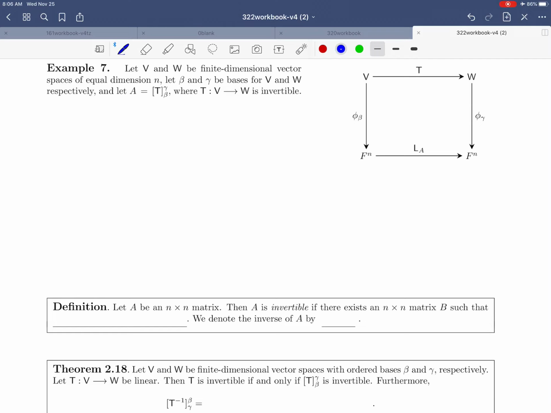Hi everybody, and welcome to example 5 on page 65. This discussion is going to kind of wrap up the section for us here. Okay, so let's take a minute to read this.